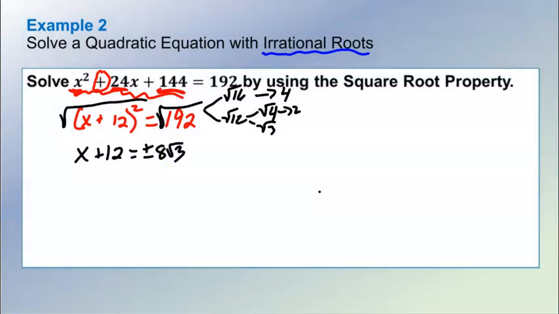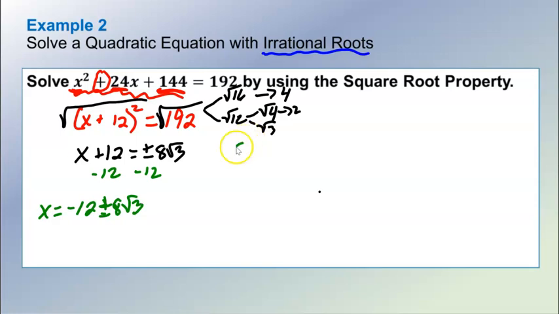All I have to do to get x by itself is subtract 12. And I would have x equaling negative 12 plus or minus 8 square root of 3. That would be the exact answer.